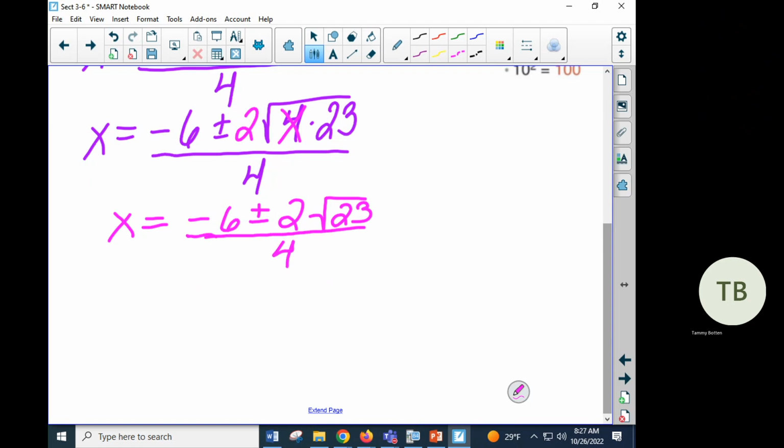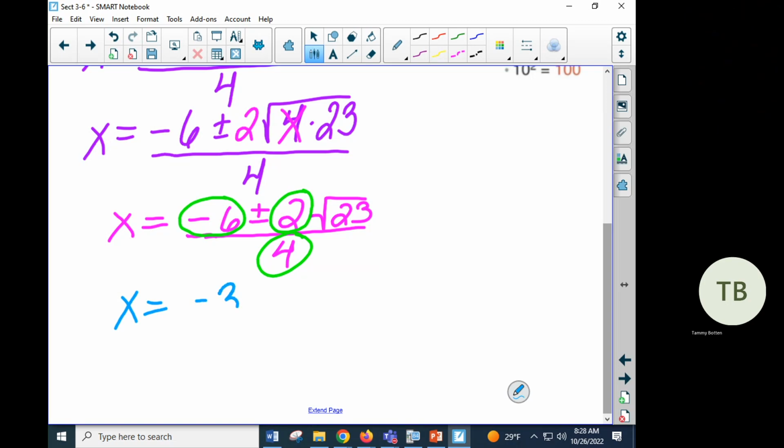The last thing that you have to do is look at this number, and this number. You don't worry about what's under the square root. You can't change that. But you look at these 3 numbers. If there's a number that divides evenly into all 3 of those, you have to do that. What goes into 6, 2, and 4? 2, right? So what that means is I have to rewrite that and divide each one of these by 2.